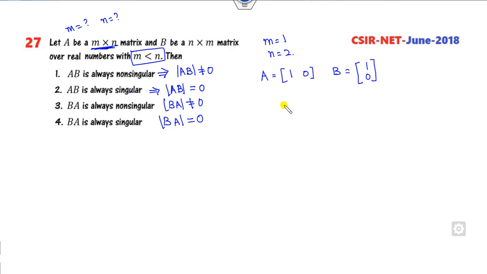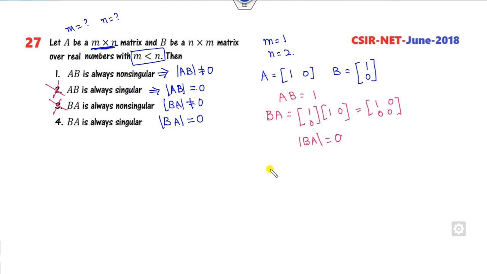Fine. Now look at that. I need AB. What is my AB? 1, which is non-zero. That's true, but he said AB is 0. Again, it's non-zero, so this option is cancelled. Look at BA. What is BA? 1 0, 1 0. So what is that? This is 1 0 0 0. What is the determinant of BA? It's 0, but he said BA is non-zero. This option is also cancelled.